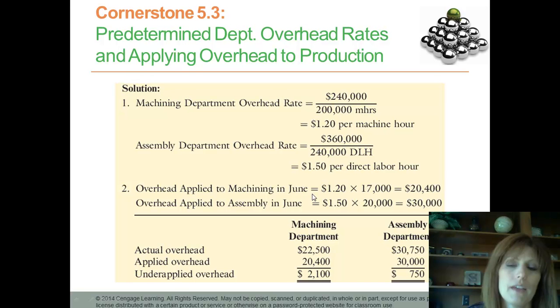And then I apply those just like I did before, but with two separate applications. And you'll see then I have for each whether I under or over applied for each department, and I would then go ahead and close that out to cost of goods sold again. So it's the same process, you just have to be careful to keep them straight.